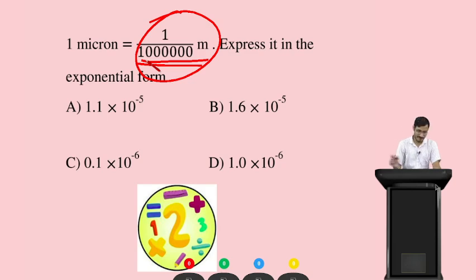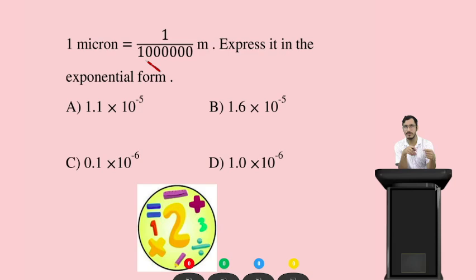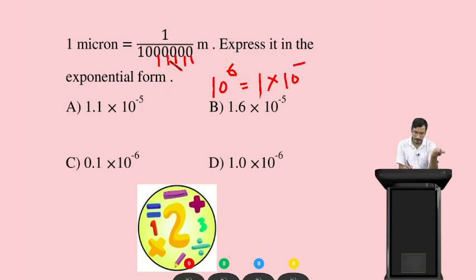Now here, students, you can see the number, first you count the number of zeros. So 1, 2, 3, 4, 5, 6. Okay, so that means 10 to the power 6. Now here we can write 1 into 10 to the power minus 6.